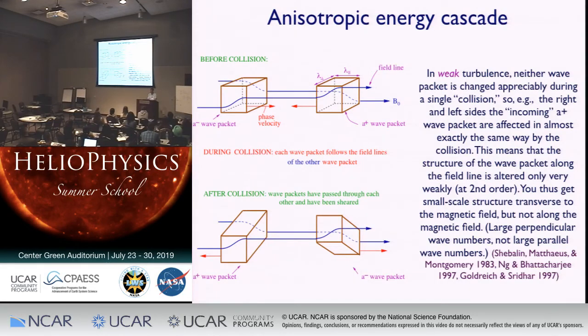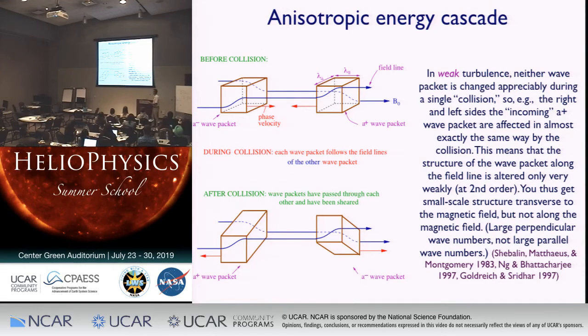We can get to a couple more interesting tidbits about how this works. Let's consider the case of weak MHD turbulence. In weak MHD turbulence, you have these collisions, but no single collision is enough to do very much damage. So basically, during any single collision, you might have, say, a 1% change in the structure of a wave packet. What does that mean? Well, that means that when two of these wave packets collide, let's consider the wave packet here on the right, this A plus wave packet, it comes in to the left, and it's distorted by the A minus wave packet. But because the A minus wave packet isn't changed very much when it goes through the A plus wave packet, the trailing edge of the A plus wave packet, when it reaches the A minus wave packet, sees the same A minus wave packet that was seen by the leading edge of the A plus wave packet. In other words, the leading and trailing edges of the A plus wave packet are going to be sheared in exactly the same way in weak MHD turbulence.